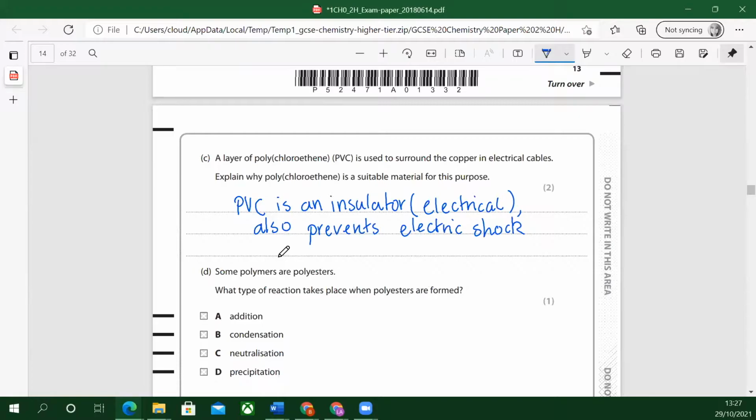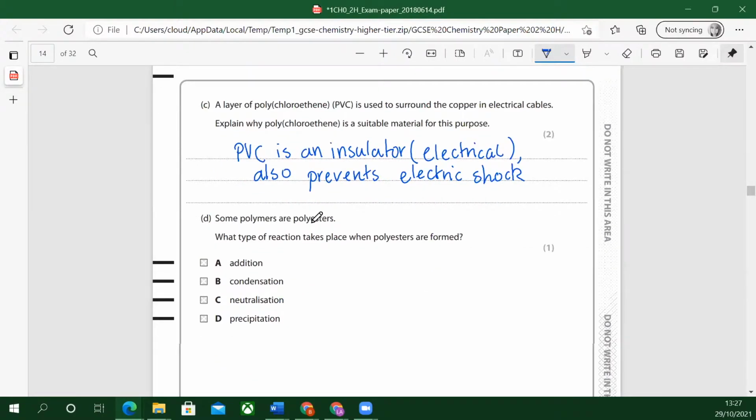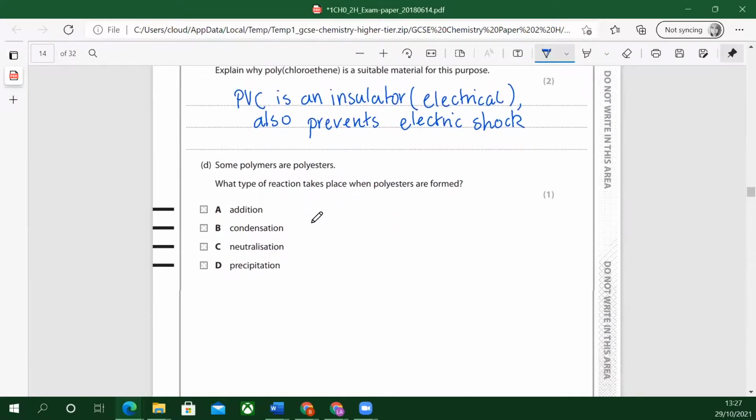There's a lot of things you could have written there that will still get you marks. They would allow flexible, less likely to break than other materials. Inert, unreactive. I wouldn't write that, but they give you a mark still because it's not really to do with this question. Waterproof would be another one, which is also useful. I've written 2 there, but there's a few that I've just said that you could also have written.